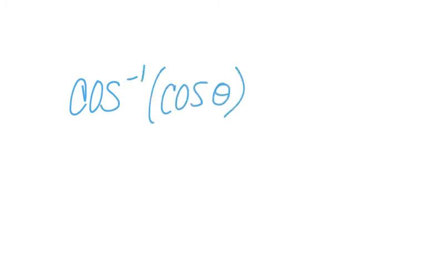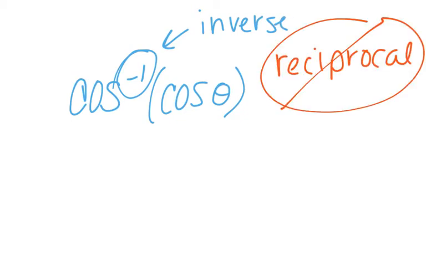One thing I want you to notice is that we wrote cosine inverse of cosine of theta, just like this. This -1 here does mean inverse and is not the same thing as the reciprocal. So make sure you don't confuse those two things.